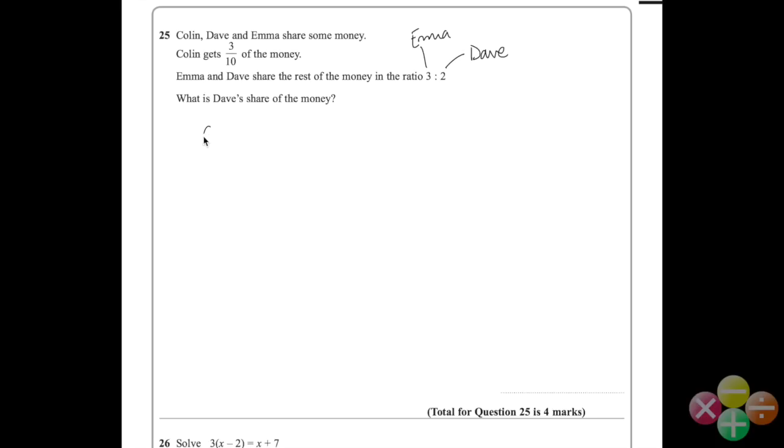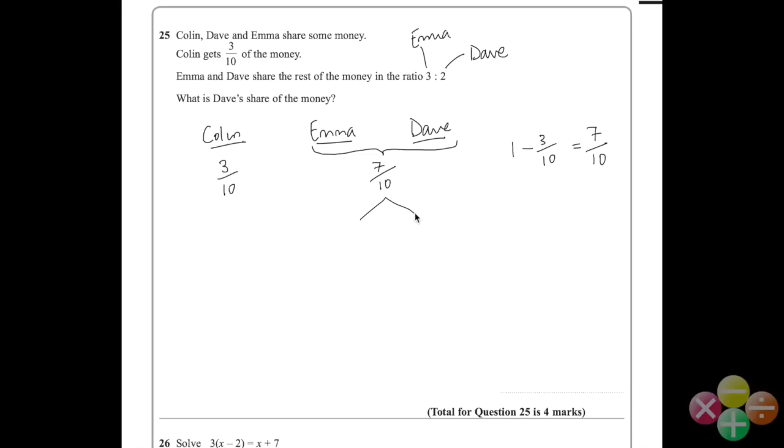So we know that Colin, he gets 3/10. And we've got Emma and Dave. Now, Emma and Dave, they get what's left. Well, if Colin gets 3/10, if we do 1 take away 3/10, we know that that gives us 7/10. So between Emma and Dave, they get 7/10. So at this point, we need to split the 7/10 in the ratio 3 to 2. Remembering that Emma gets 3 parts and Dave gets the 2 parts.